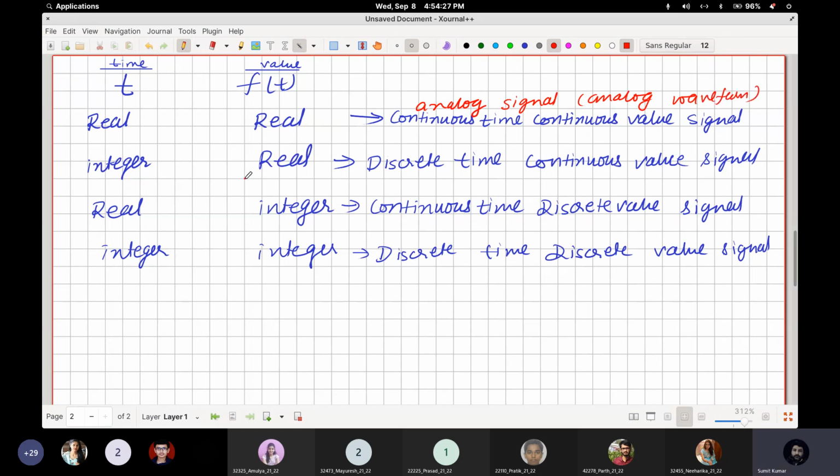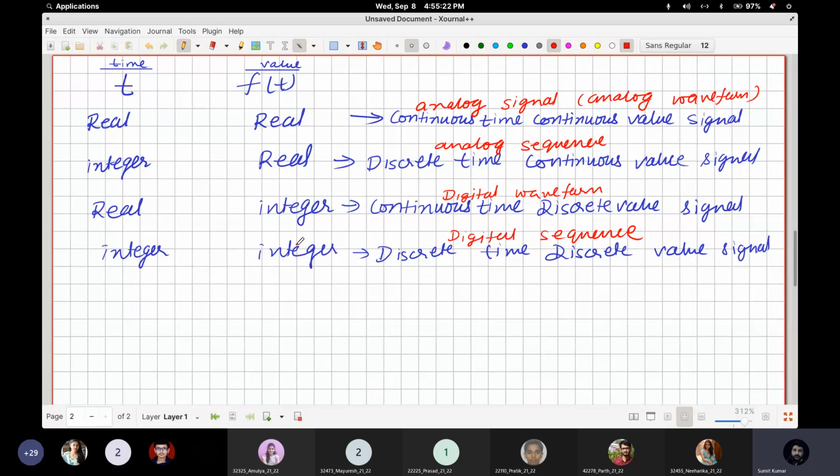And when you have this as discrete and this as continuous, what are we going to call it? Analog is generally associated with the value, and waveform, as I told you, we are going to call with respect to time. So this is going to be analog sequence. Let me write here, analog sequence. And generally it is simply said discrete time signal, okay? Or this third one, when the time is real and this is integer, then it is generally called digital waveform. And here you will have digital sequence.